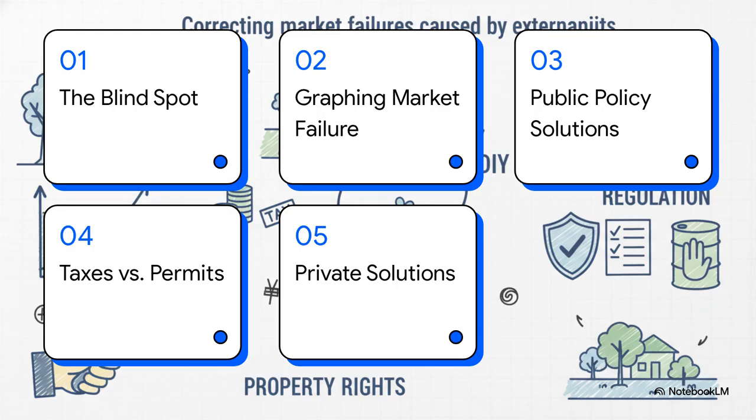After that, we'll look at how the government can step in with public policy solutions. We'll even compare two big ones, taxes versus tradable permits. And to wrap it up, we'll check out private solutions and see if people can sometimes fix these problems themselves, without any government help at all.